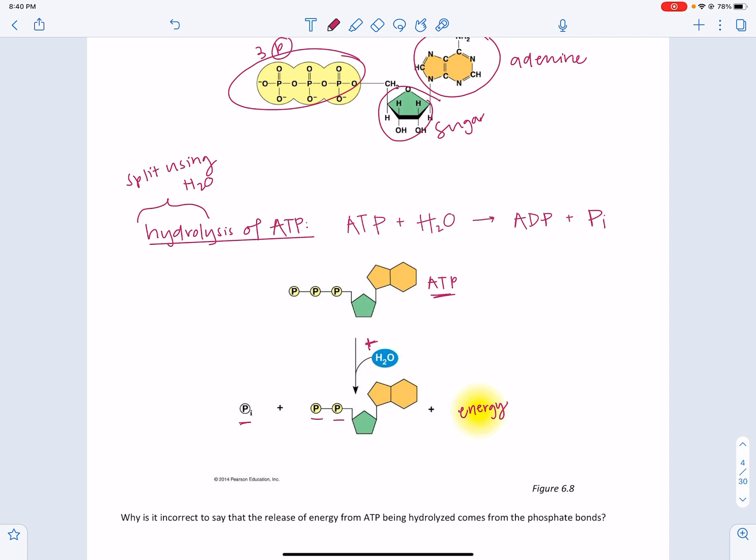Instead, your cells use this hydrolysis and couple this exergonic release of energy with a process that requires energy, that is endergonic. We're going to look at that in a second.